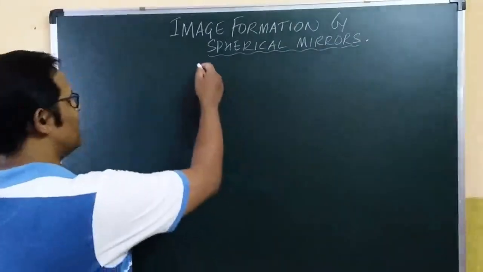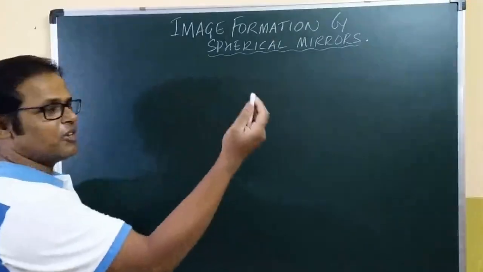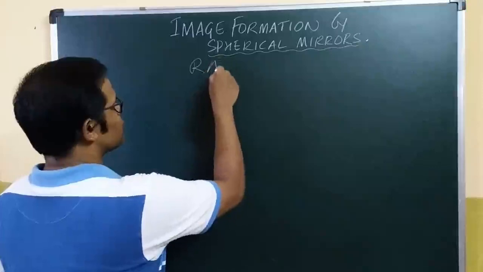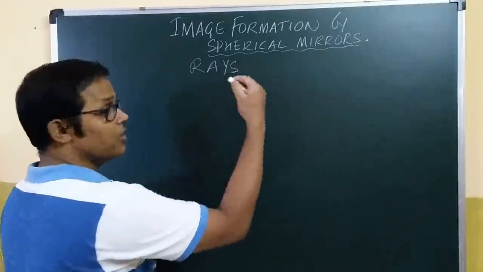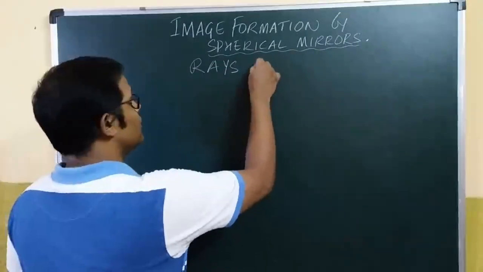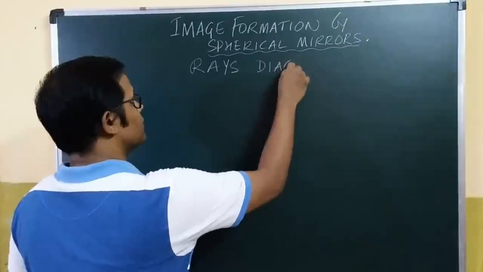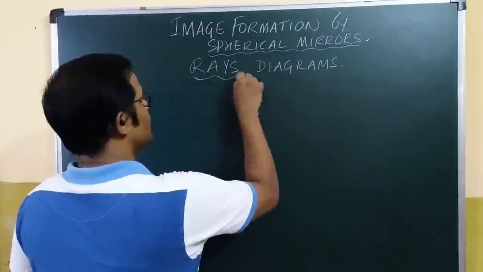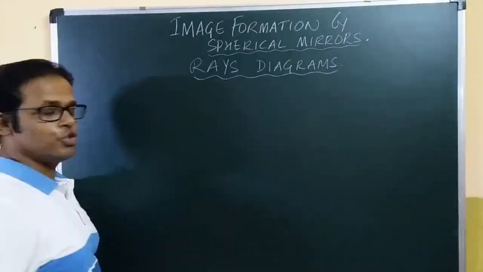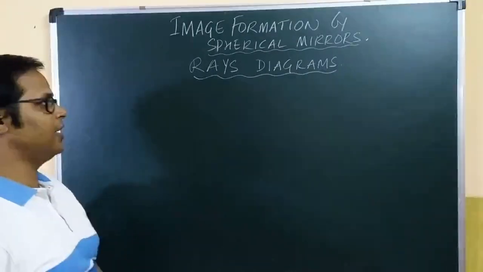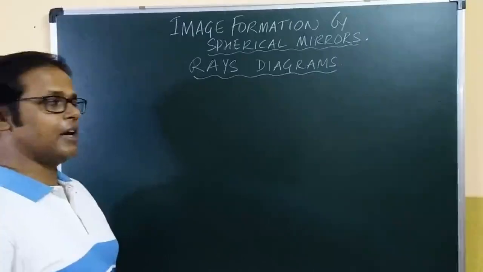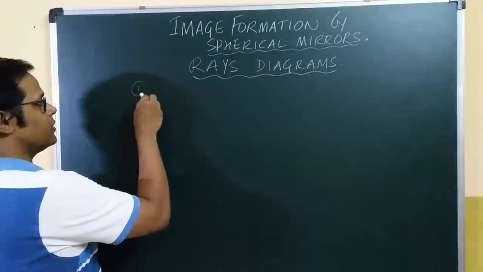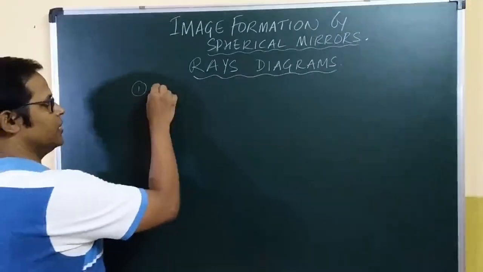Alright? So let us see how concave mirrors form images, and the construction with the help of principal rays, what we have just seen, that construction is called forming a ray diagram. The image formation, which we are going to do geometrically with the help of principal rays, is called a ray diagram. Alright? So let us talk about the first position of the object.